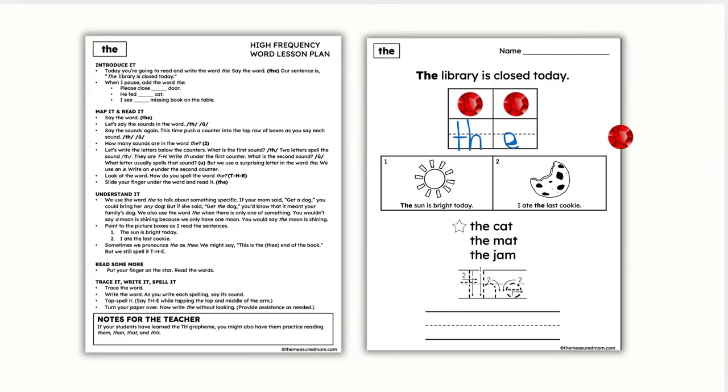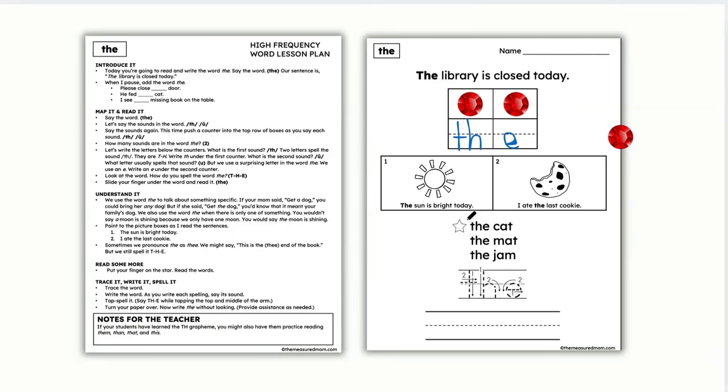So point to the pictures as I read the sentences. Number 1, the sun is bright today. Box number 2, I ate the last cookie. Now sometimes we pronounce the word the as thee. We might say, this is thee end of the book, but we always spell it T-H-E. Now, put your finger on the star and let's sound out the words.